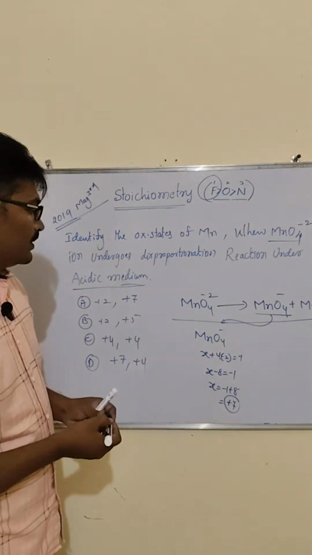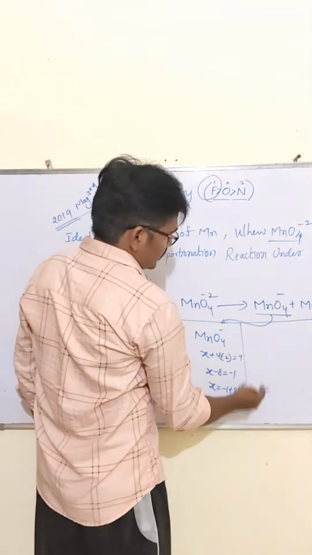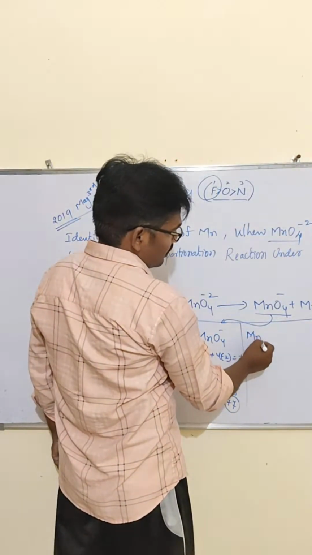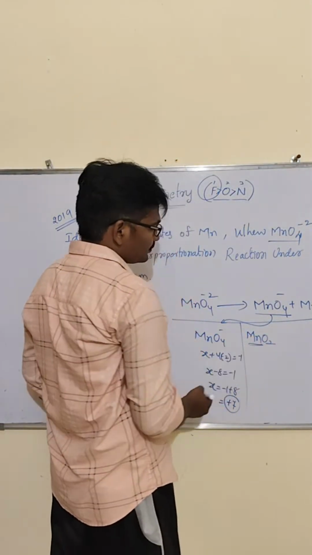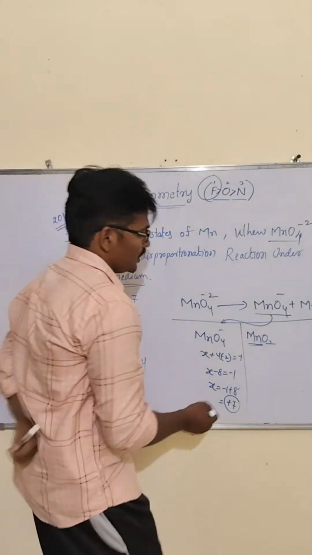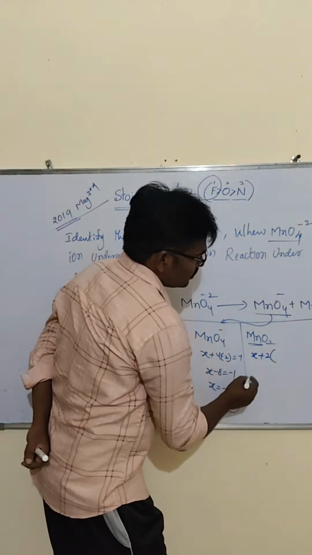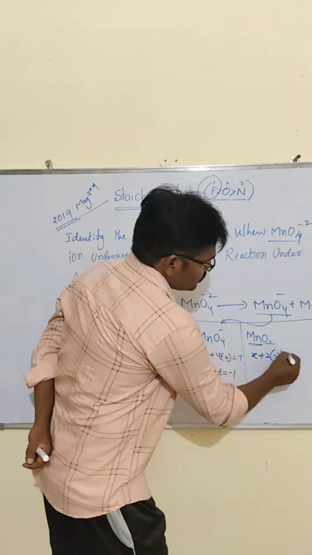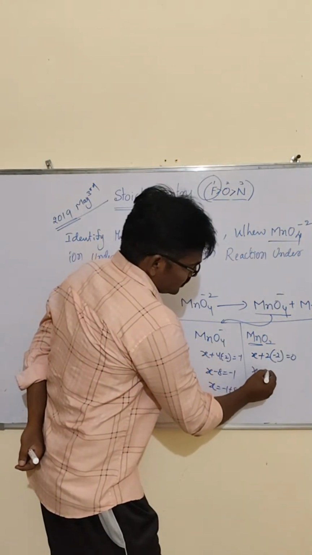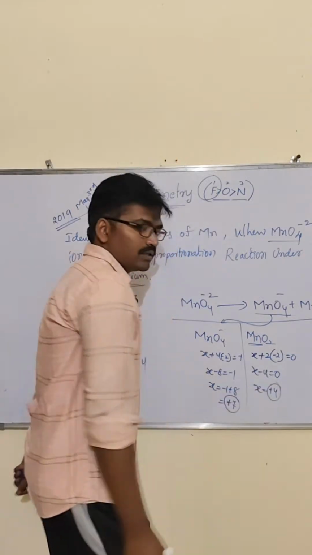Understand? Then MnO2 oxidation state. To find out the manganese oxidation state, sir, you have to take it as x plus 2 oxygens, each oxygen minus 2, then equals to 0. Then x minus 4 equals to 0. Then x equals to plus 4 oxidation state.